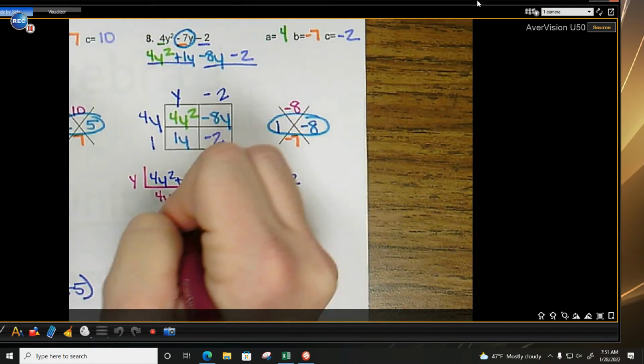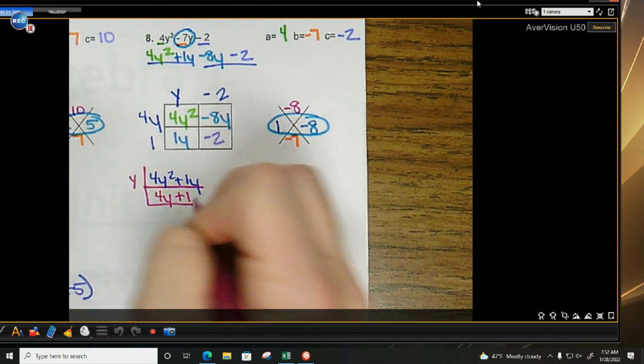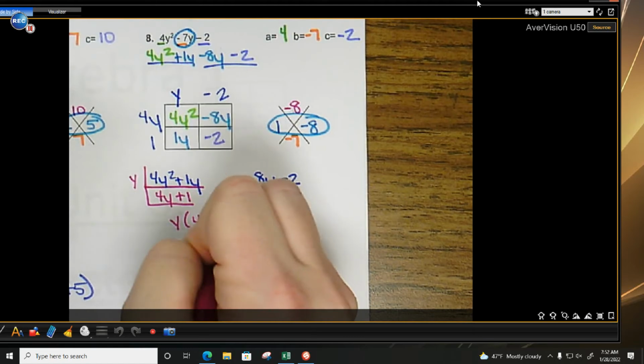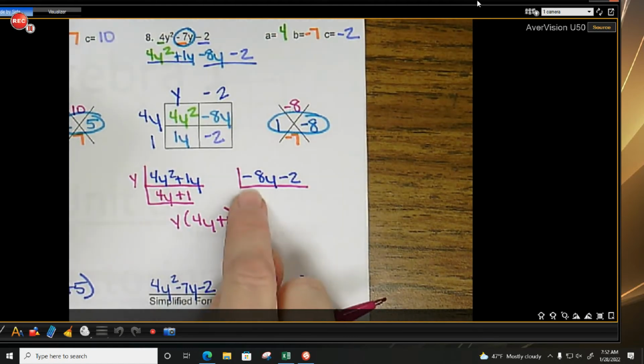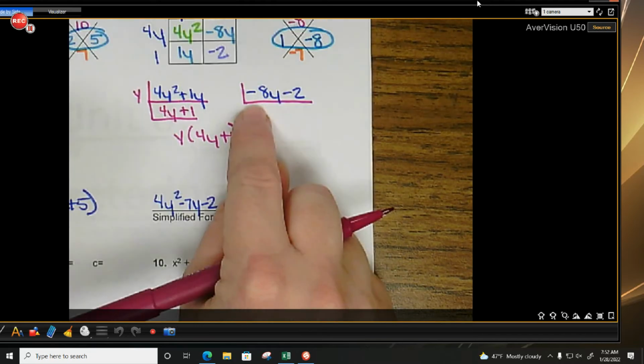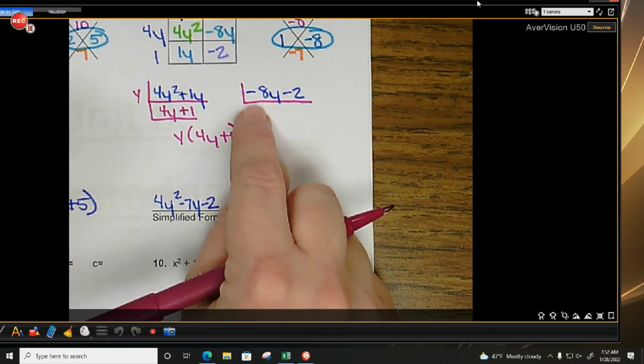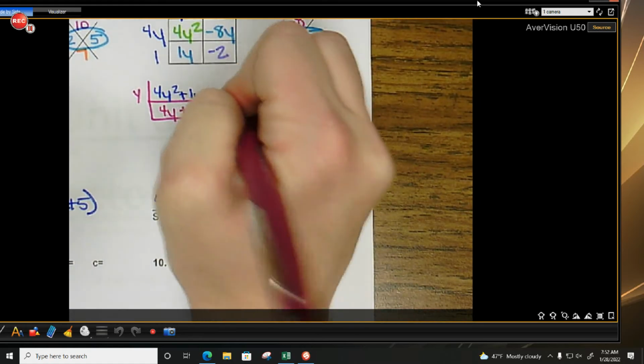Plus 1. Nothing in common there, so it's y times 4y plus 1. Never can have my first term being negative. So what am I going to factor out with my negative 8y and my negative 2? What are negative 8 and negative 2 both divisible by? Negative 2. So then what's negative 8 divided by negative 2?